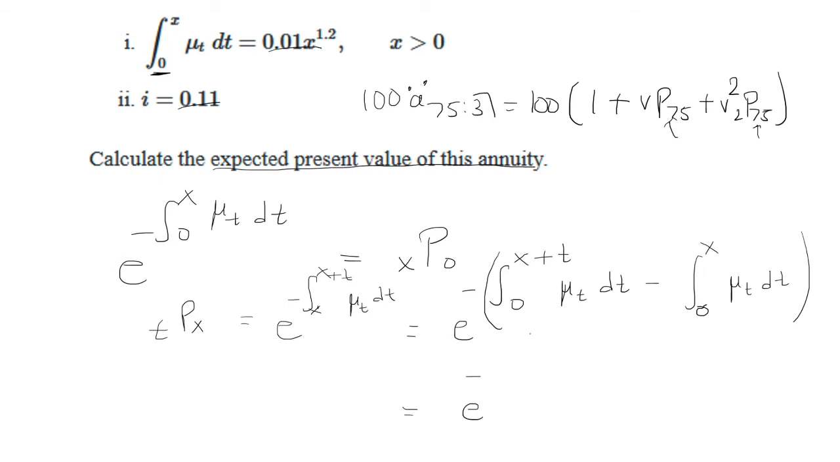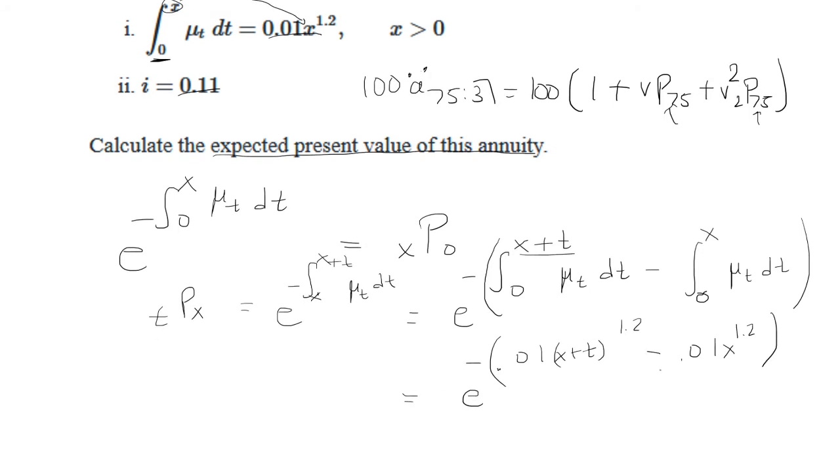So that's just, well, we just plug x plus t in for x here. And then the second integral is just what we're given. Okay. So this is t p x.